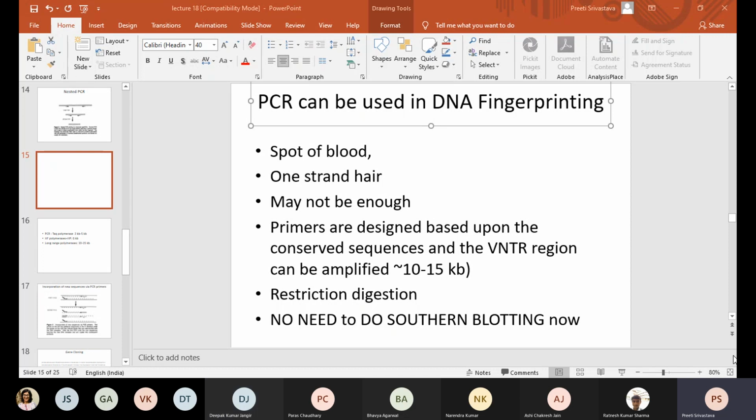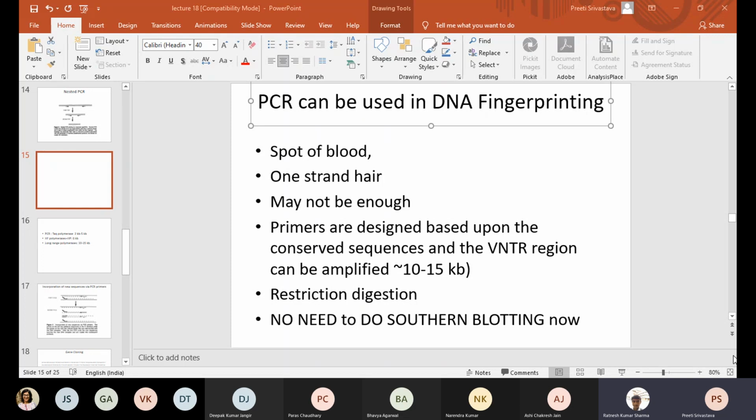So in RFLP, Rajneesh, if you remember, we discussed that whenever your starting material is genomic DNA, when you perform restriction digestion, you will have multiple fragments. So RFLP alone without southern blotting will not give you the correct number of repeats. You remember I had shown you with the figure.